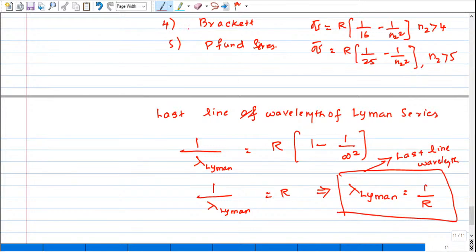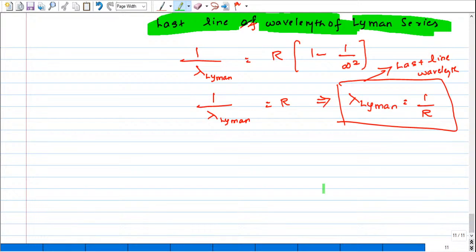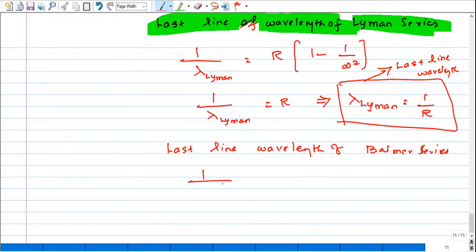Similarly, you have to find for the Balmer series. This is for the last line wavelength of Lyman series. Similarly, you have to find for Balmer, Paschen, Brackett, Pfund. Let me go one more time. Last line wavelength of Balmer series. Let us go for Balmer series. So the last line wavelength of Balmer series is, let us write straight, 1 by lambda Balmer will be equal to R into (1 by 4 minus 1 by infinity square).